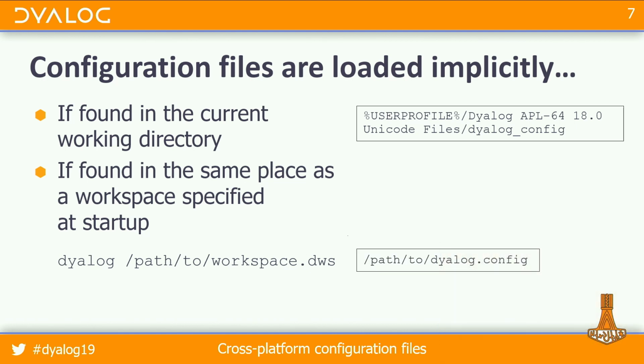So if you start path to workspace and it finds path to perhaps dialog.config, it'll automatically load the options. It'll probably only do one of those. It says whichever was done first. When I went through these this morning, I thought, that's backwards. But something like that will happen.